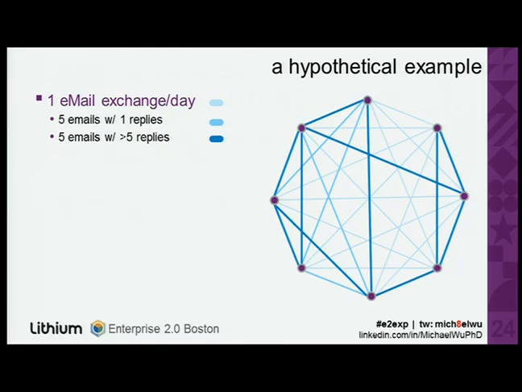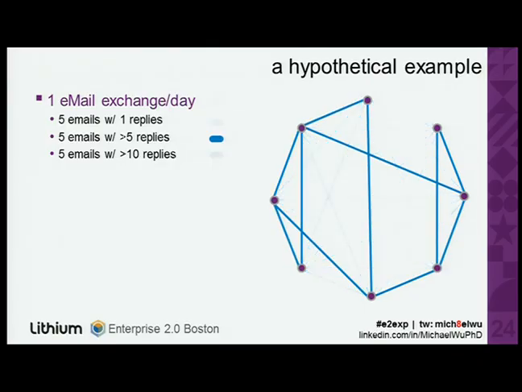If I make it even more stringent, then the network gets smaller. If I make it too stringent, there are too few people on the network, and basically nobody's connected to anybody else. So let's use the third criteria here: 5 emails with more than 5 replies. If we use that as a criteria, then this is the network that we get. And if I have other data, such as instant messaging, right?